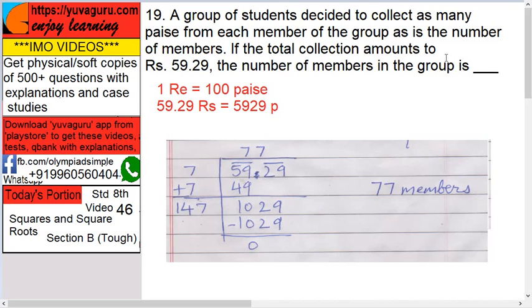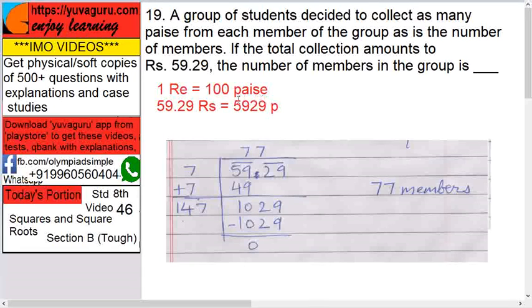The number of members in the group is... here, if there are 10 members, then they collected 10 paise from each one. If there are 20 members, they collected 20 paise from each one. So we'll have to find how many members are there in the group. So here 1 rupee equals 100 paise. So 59.29 rupees equals 5929 paise, right?